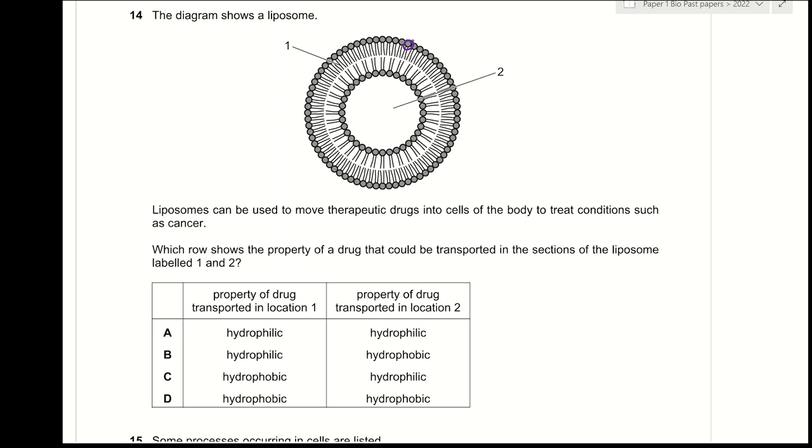Now, in location 1 here, first of all, what we can see is a phospholipid bilayer with the hydrophilic phosphate head facing the outside and the inside, and the hydrophobic core, or the fatty acid tails, facing to the inside. Therefore, it's very logical that the property of drug in location 1 is going to be hydrophobic, because this is where the hydrophobic core is located. And the property of drug transported in location 2 is definitely going to be hydrophilic because it interacts with the phosphate group. Therefore, this is going to be correct and the answer is going to be C.